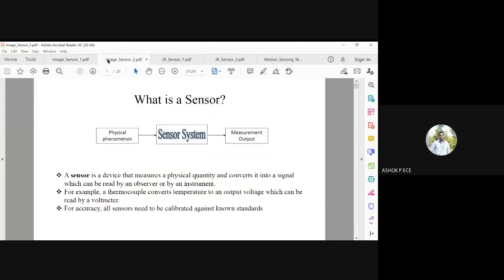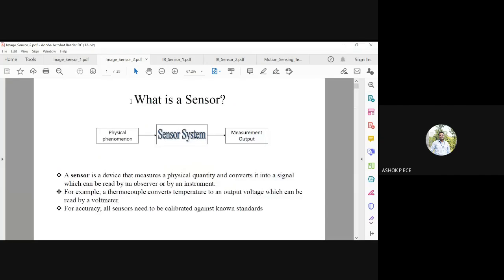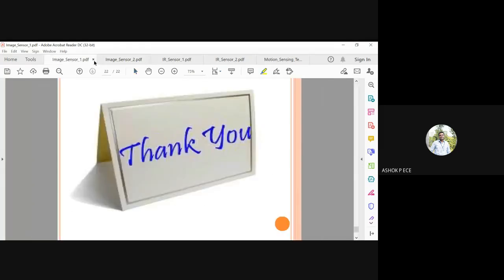So one sensor system is over. Now I have one more image sensor based presentation. We'll see that. So the first one is over.